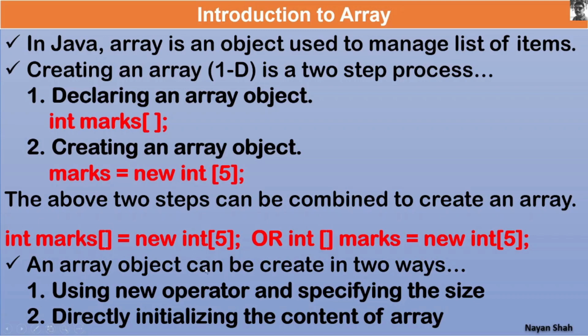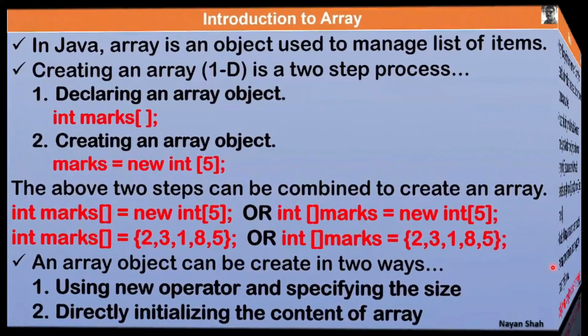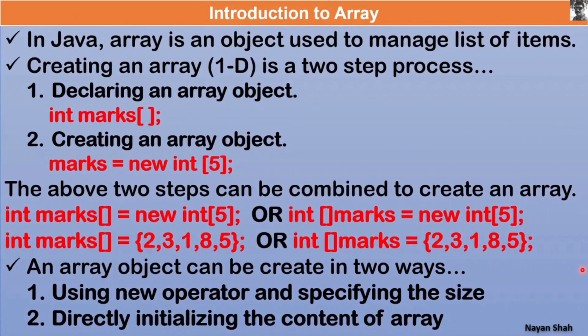So an array object can be created in 2 ways: using the new operator, as you see here, or by directly initializing the content of the array. The first method is using the new operator and specifying the size, that is 5. The second is by directly initializing the content of the array. So in Java, an array is an object that is used to manage a list of similar items. Creating a one-dimensional array is a 2-step process, where we declare an array object and then we create the array object. It is the same as creating any other object.